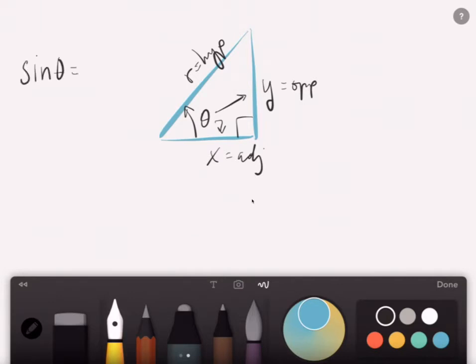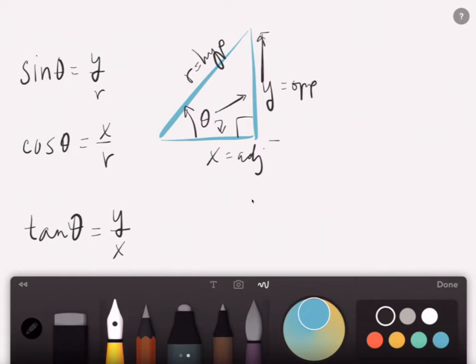Sine of theta is equal to the opposite over the hypotenuse. Cosine of theta is going to be the adjacent over the hypotenuse. And then tangent of theta is going to be the opposite over the adjacent. And these are relationships between the angle and the lengths of the sides here. So when I say y, I'm talking about the lengths. When I say x, I'm talking about the length. When I say r, same here. So if you can measure that, hey, we're good, okay?